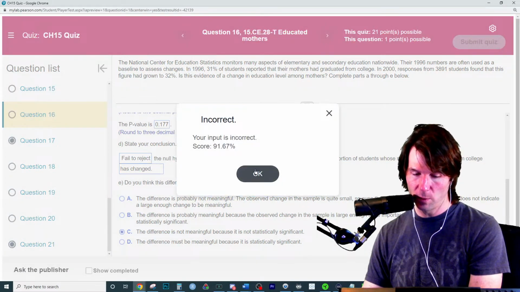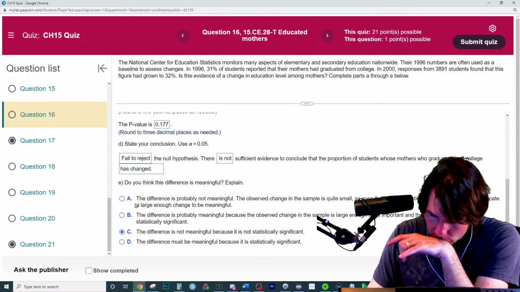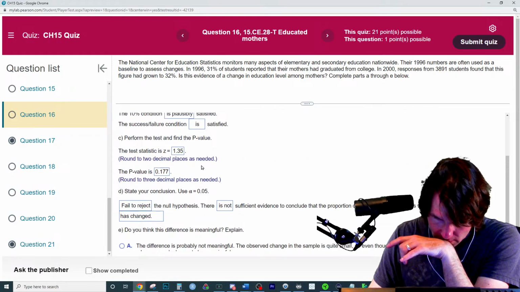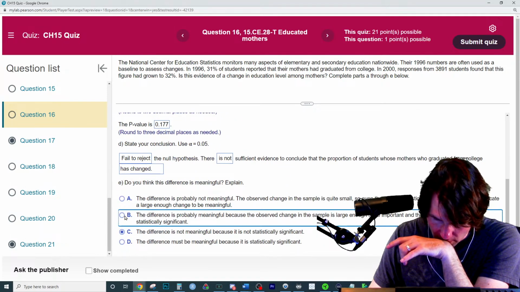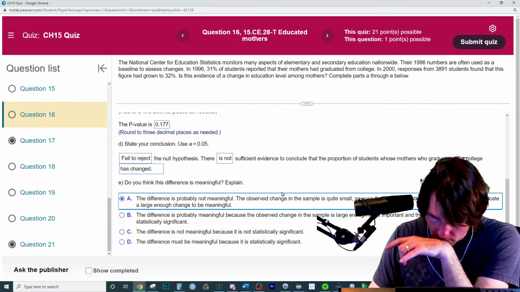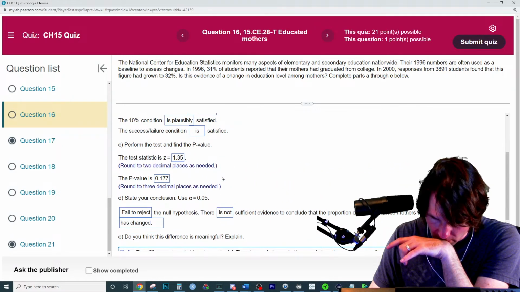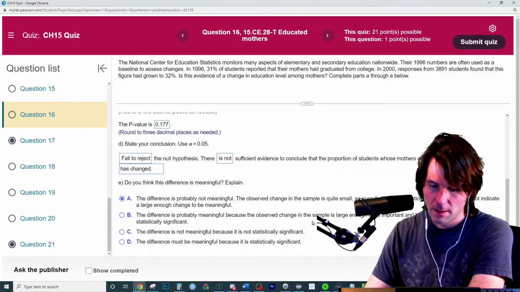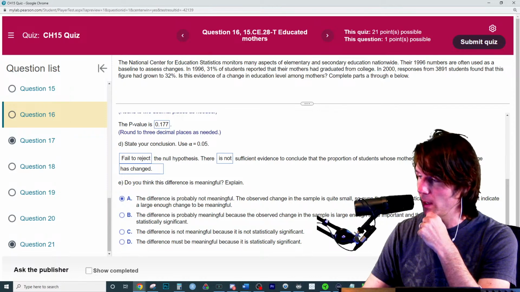That should be right. Ooh, no. It's not statistically significant. We failed to reject the null hypothesis. Where's the alpha level? Did I use the wrong score of 1.53? Ooh, Pearson made a mistake on their problems.